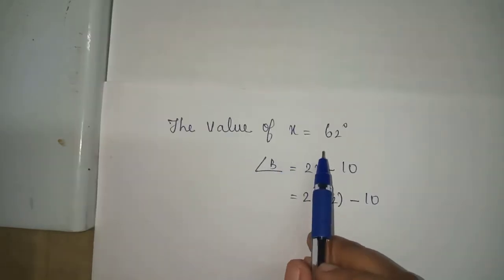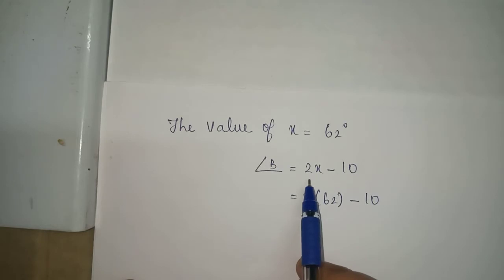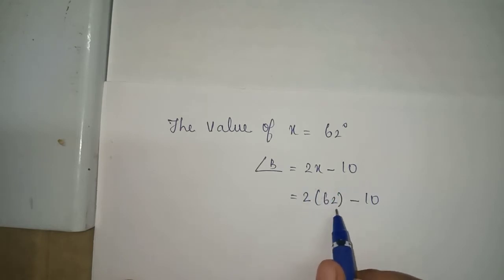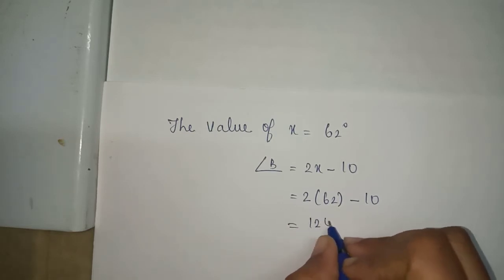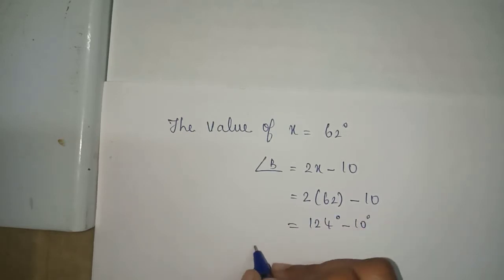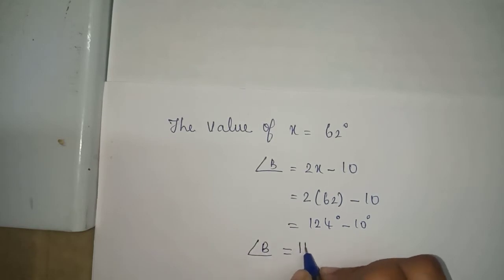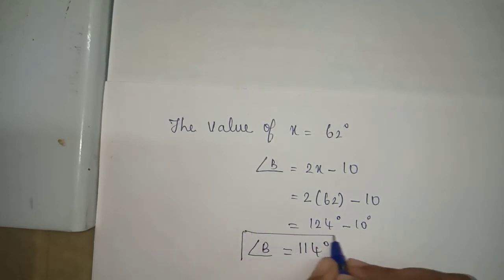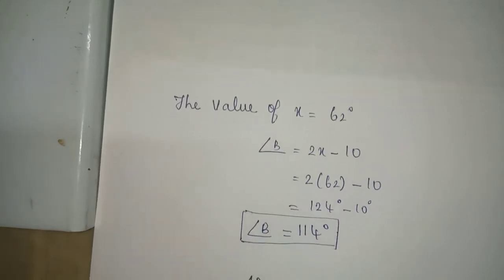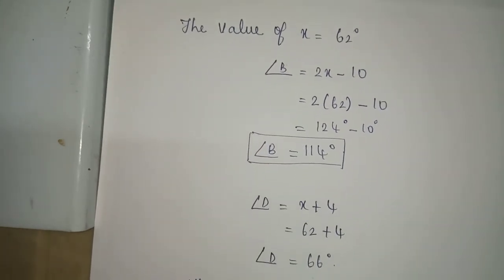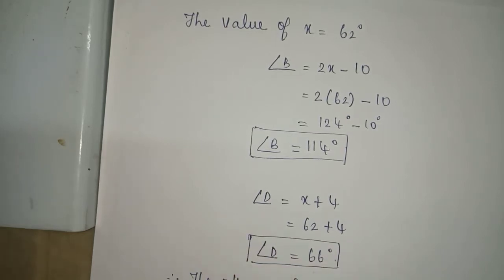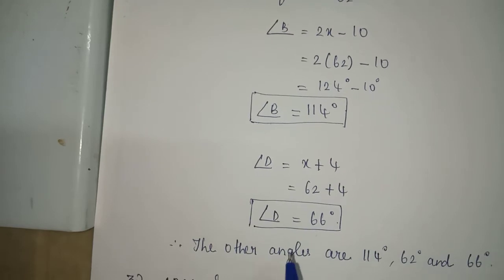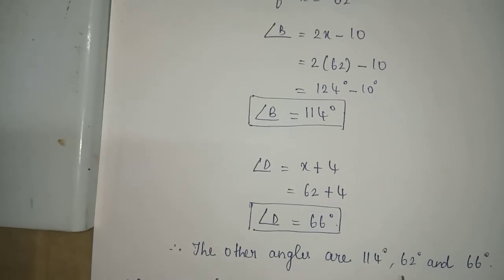Therefore, the value of x is equal to 62 degree. Angle B is equal to 2x minus 10, which is equal to 2 into 62 degree minus 10, which is equal to 124 degree minus 10. Therefore, angle B is equal to 114 degree. Similarly, you have to find angle D. Angle D is equal to x plus 4, which is equal to 62 plus 4. Therefore, angle D is 66 degree. Therefore, the other angles are 114 degree and 66 degree.